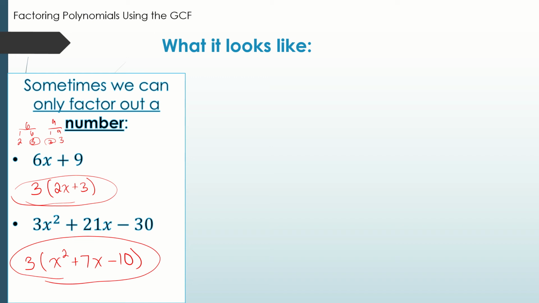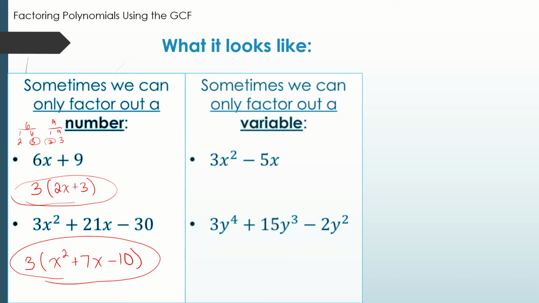So those two were an example of polynomials where you could only factor out a number. Now let's look at some examples where you can only factor out a variable. 3x squared minus 5x. So I look at my 3 and my 5 as coefficients. Well, 3, the factors are 1 and 3. 5, our factors are 1 and 5. They have 1 in common, but dividing by 1 doesn't change anything. So that's not going to be a GCF. So our coefficients don't have any factors in common.